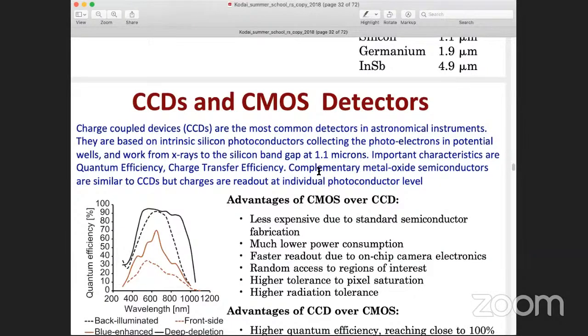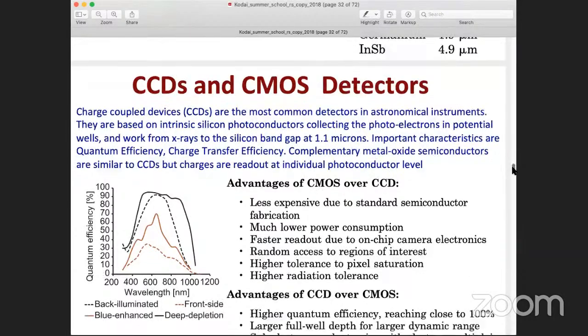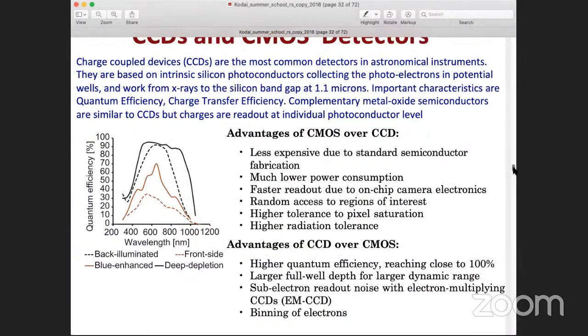CMOS detectors, complementary metal oxide semiconductors. When I say CCD, this is a charge coupled device, and this is complementary metal oxide semiconductor. They are similar to CCDs, but the way the charges are read out from individual photoconductors is slightly different. The readout process is different. And there are different advantages of CMOS over CCD.